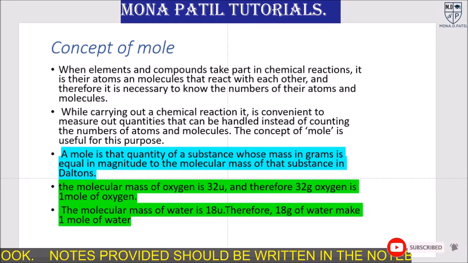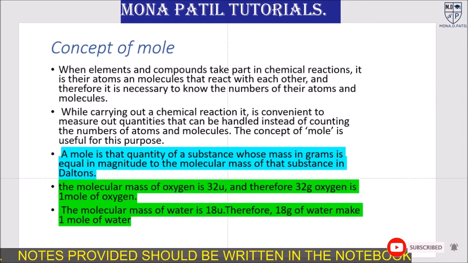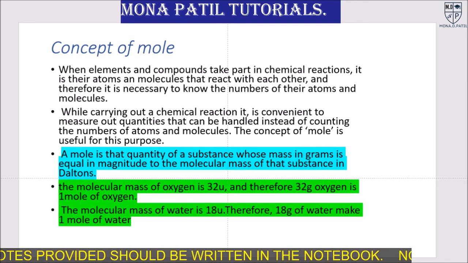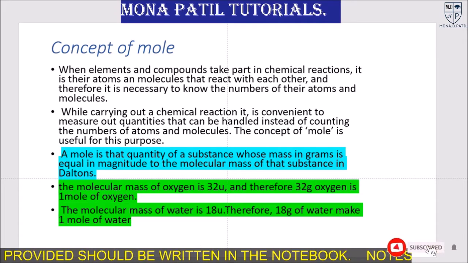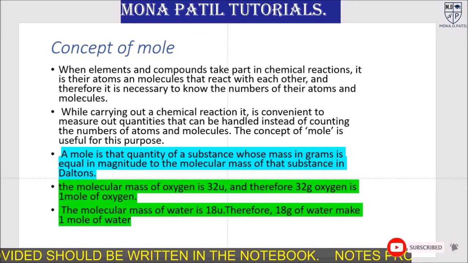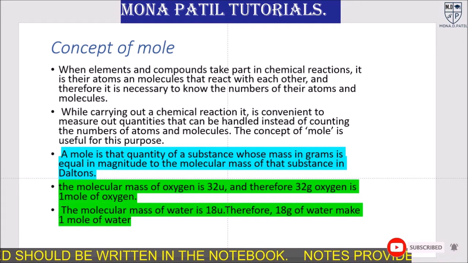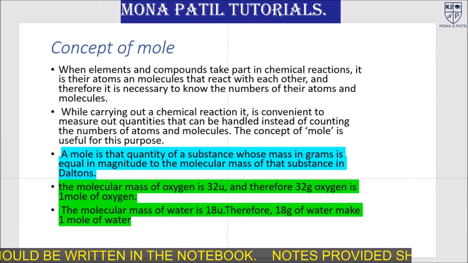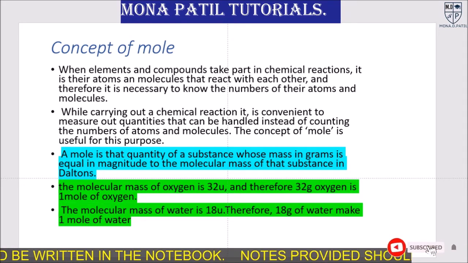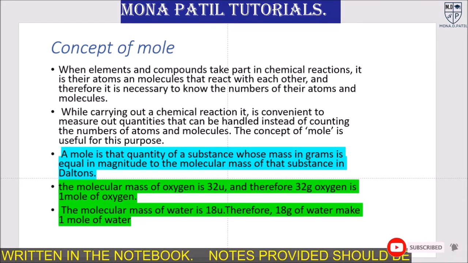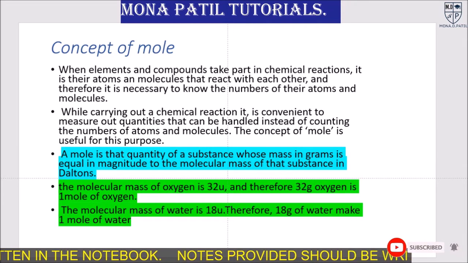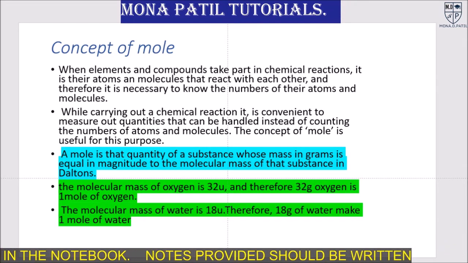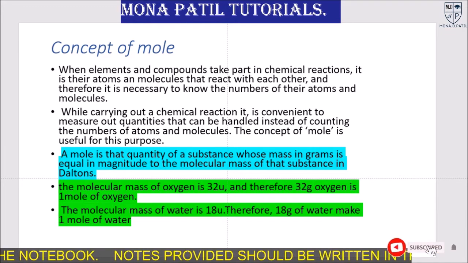Then if the molecular mass of oxygen is, suppose, 32 Dalton, therefore 32 gram of oxygen is 1 mole of oxygen. So 1 mole is equal to 32 gram of oxygen. The molecular mass of water is 18 Dalton. Therefore 18 gram of water makes 1 mole of water.